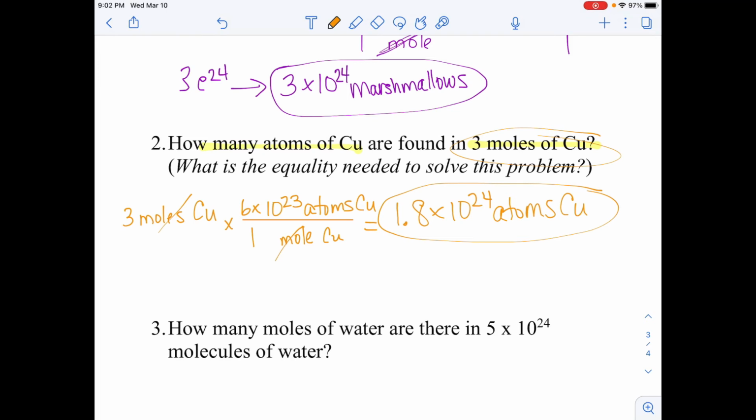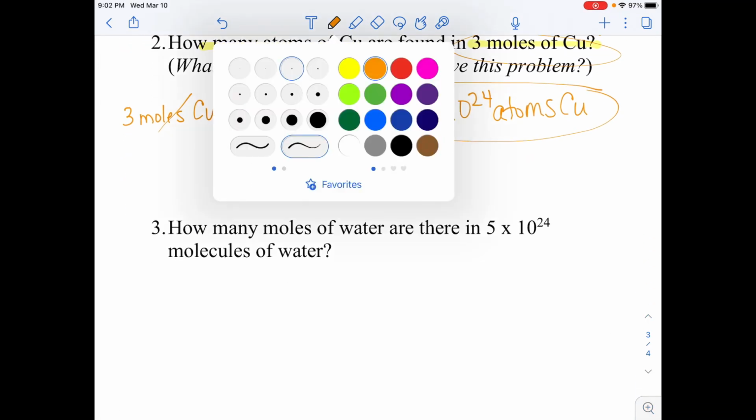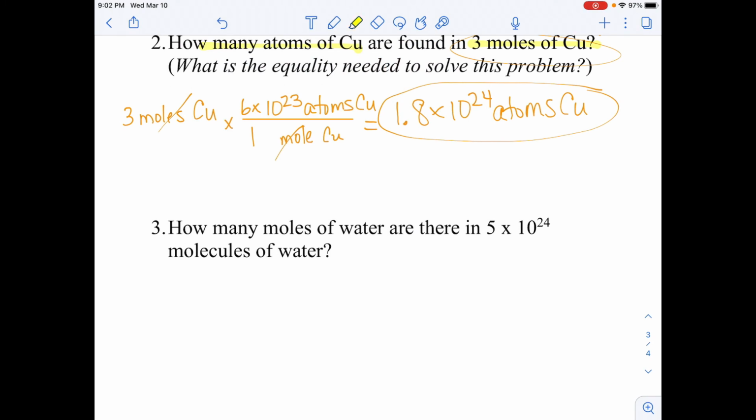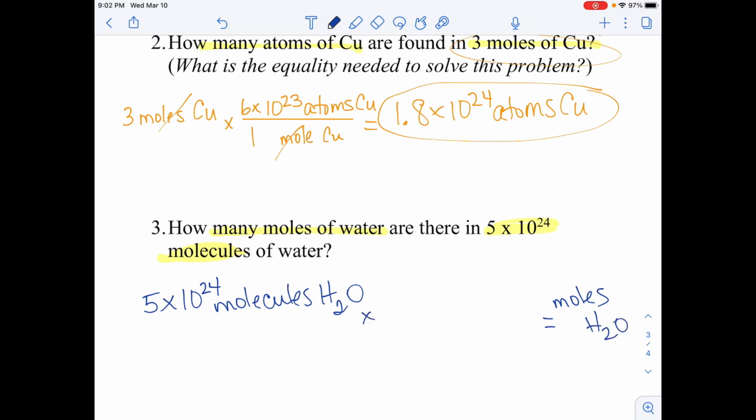Okay, let's try one more sample problem so you get an idea of how to use some of these equalities. How many moles of water are in 5 times 10 to the 24th molecules of water? So we're starting with 5 times 10 to the 24th molecules of water. And we're trying to solve for moles of water over here. So think of what equality we need. We need something that's going to start with molecules and directly get us to moles.